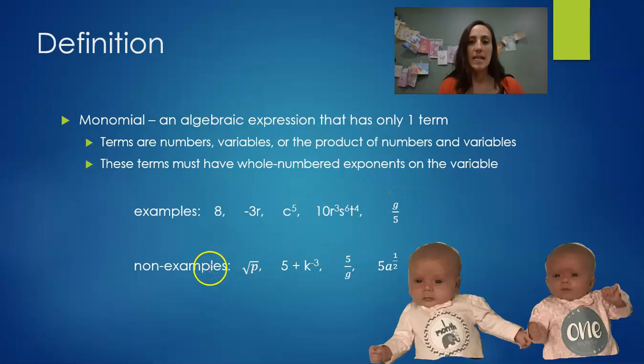That's a whole number. Non-examples: when we have the square root, we learned in Unit 2 that a square root really means raised to the power of 1/2. That's not a whole number. 5 plus k to the negative third is not a monomial because this is not a whole number. This negative 3 has a negative on it, which makes that not a whole number. 5 over g is not a monomial because when you have a g in the bottom, that really is a negative exponent. And 5a to the 1/2 power does not work because 1/2 is not a whole number.